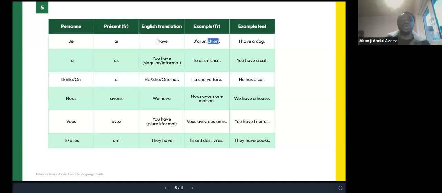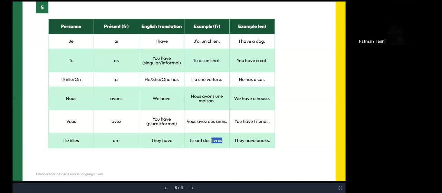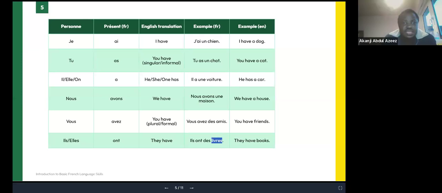But when it comes to a textbook, it is a different case. Textbook is pronounced livre. I put blue on the last thing here. Can you spell it? Livre. You see that they put an S at the end of livres, that is the plural.